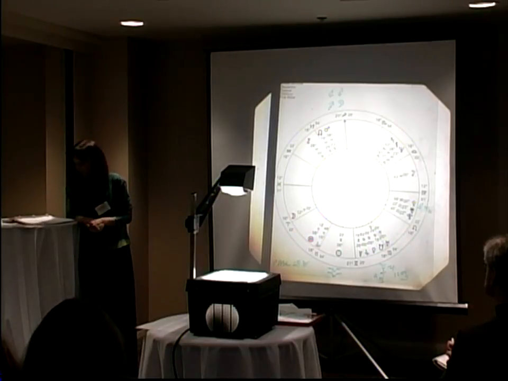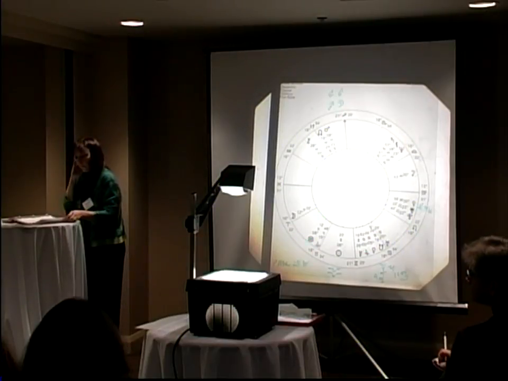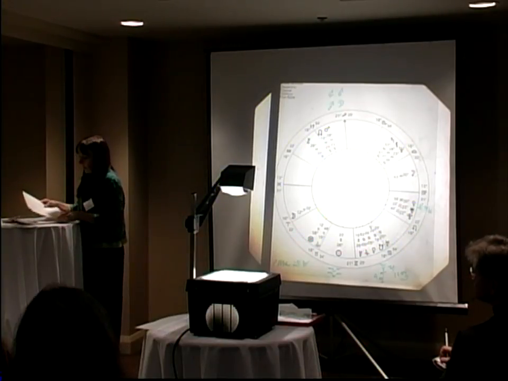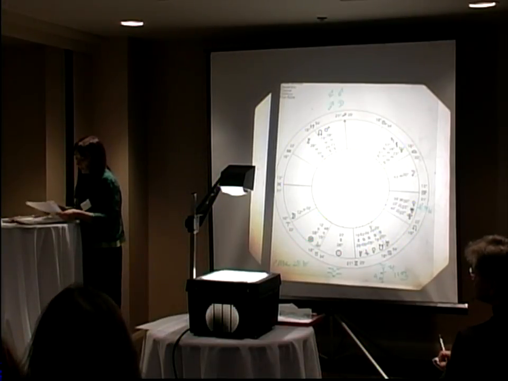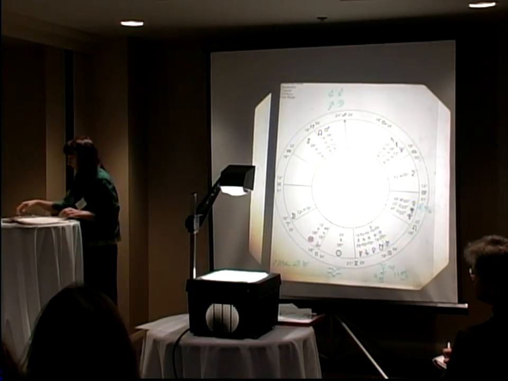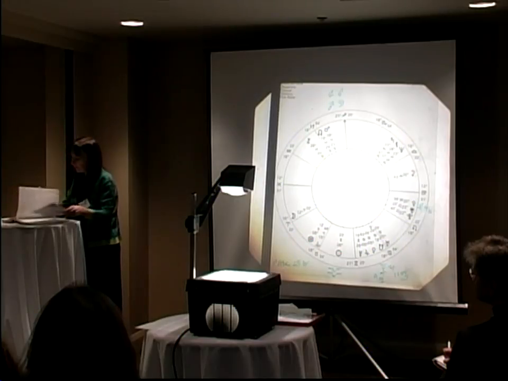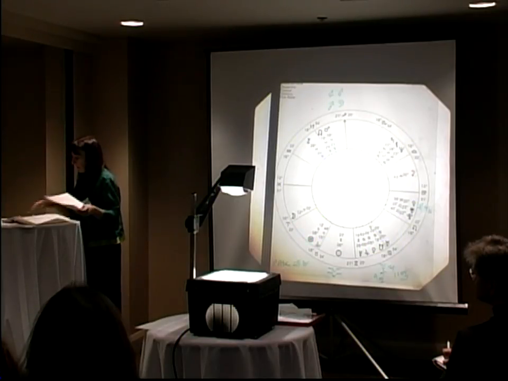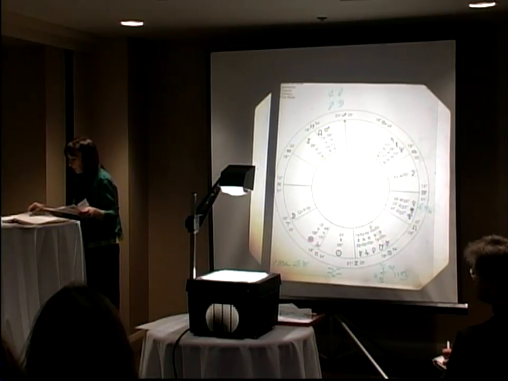What are your orbs for a planet on the node? I'm discretionary. It really depends. Sometimes I use tight orbs, and sometimes I use very wide ones. It simply depends.